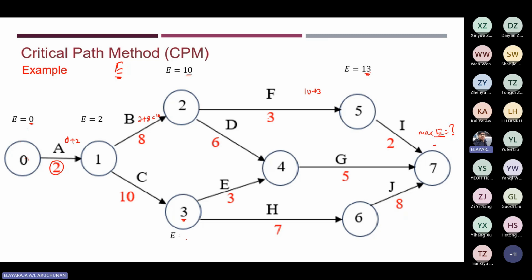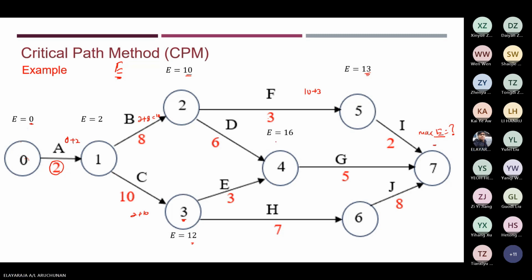Now look at node 3. In order to calculate the earliest starting time at node 3, it's simple. You know that from 0 to 1 it's 2 days, and 2 days plus 10 is 12 days. So you just get the value here. Next, we have two options, H or E. So we calculate E first.